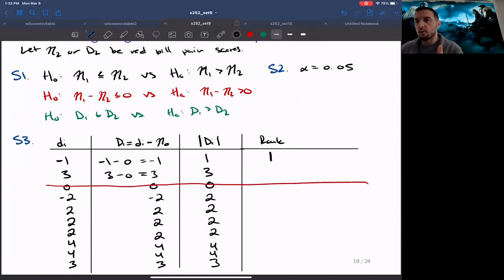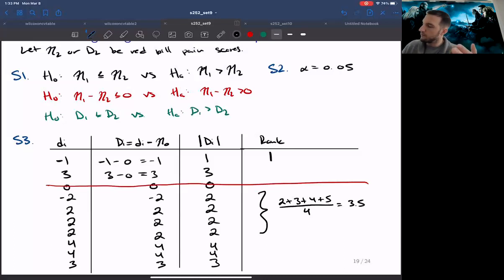The way that this is going to work is you take the four ranks that would be assigned to the four values, 2, 3, 4, 5. Then you take the average of 2, 3, 4, 5, and you assign that value as the rank. So for each of these, we're going to have (2 + 3 + 4 + 5)/4, which is equal to 3.5. So each of these twos gets a rank of 3.5. That's our tie-breaking procedure.